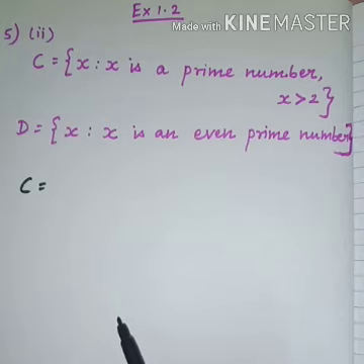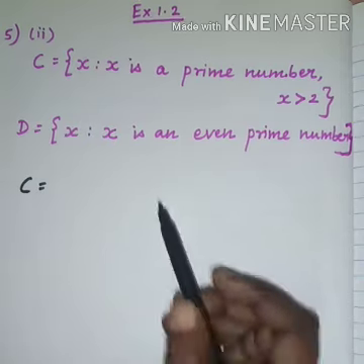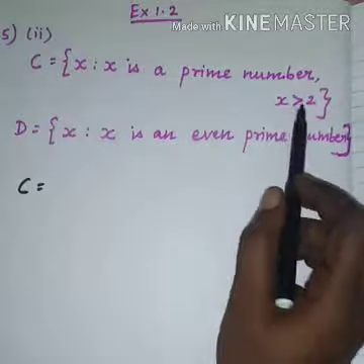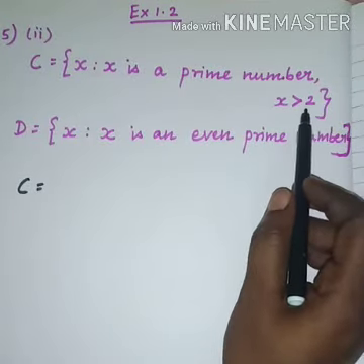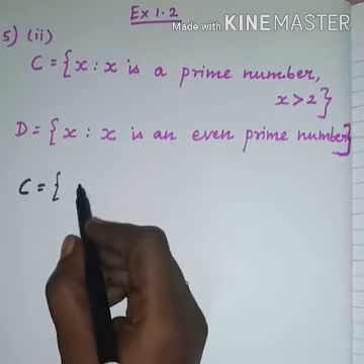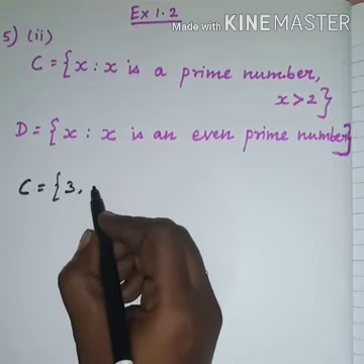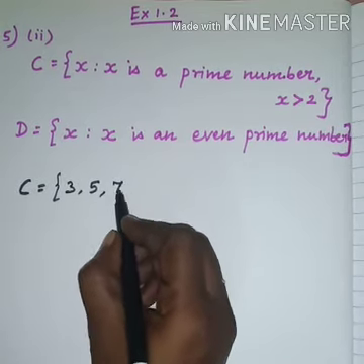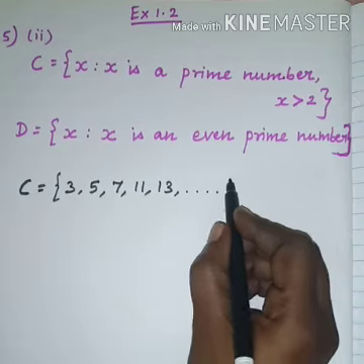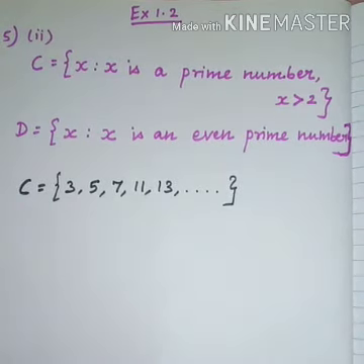So what are the prime numbers we have? 2, 3, 5, 7, 11, 13, etc. are prime numbers. Here X is a prime number greater than 2. Greater than 2, we have 3, 5, 7, 11, 13, etc. are the elements in set C.